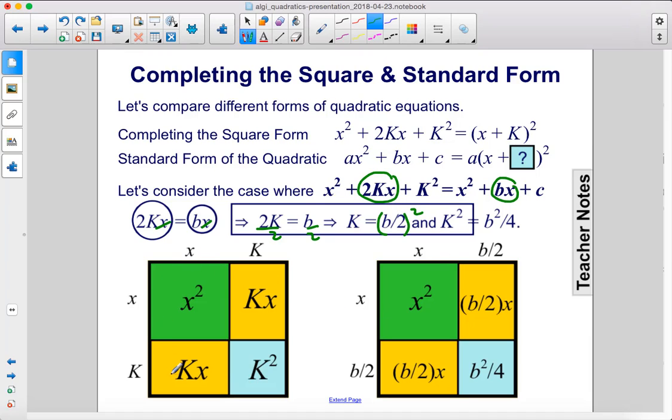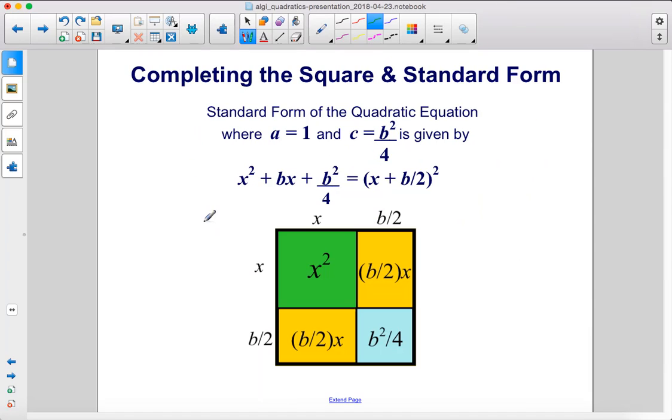So here we have the regular completing the square form, and here we now have b over 2, and then b squared over 4 as our completing the square. Here's the standard form of the quadratic equation where a equals 1 and c equals b squared over 4. X squared plus bx plus b squared over 4 equals x plus b over 2 squared. And here we have a visual representation.